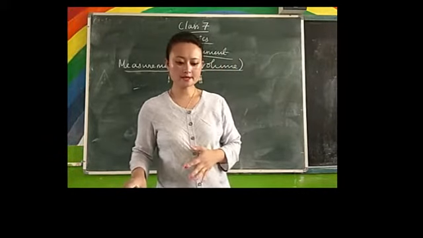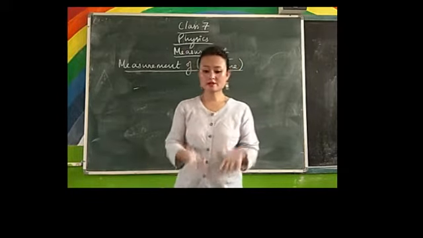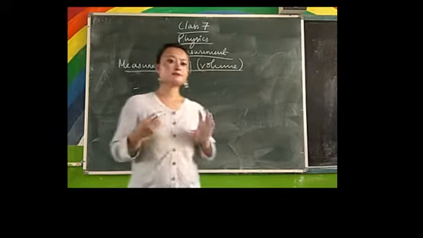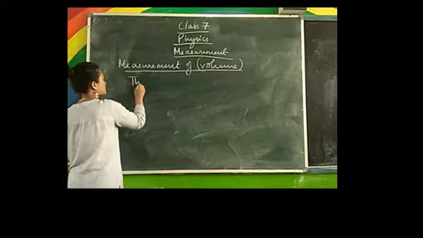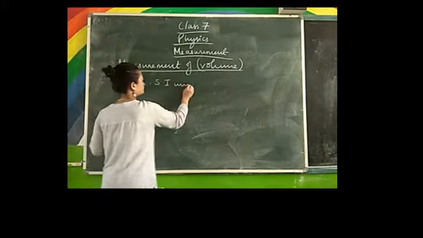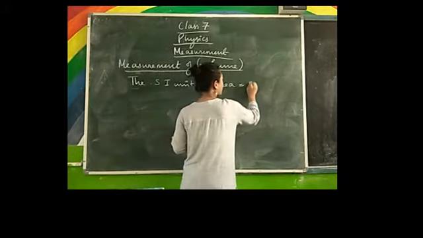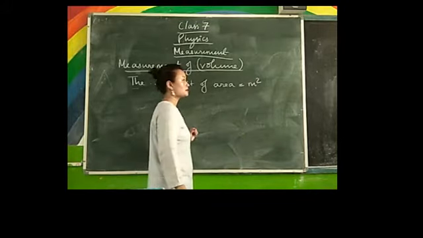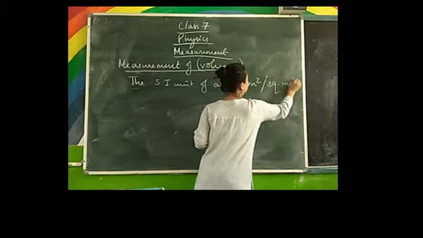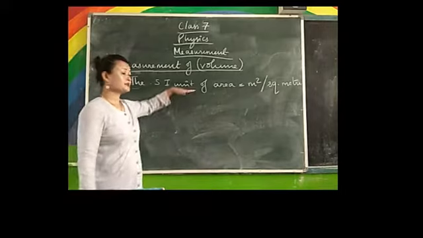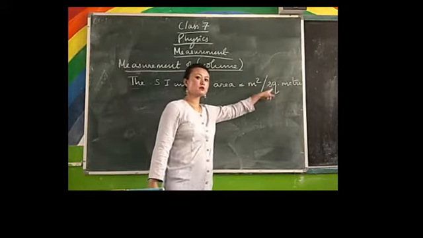Today we'll be learning how to find the volume of regular solids, which are referred to in the book. But before that, let us discuss the units of volume. And before we discuss the units of volume, let's recapitulate the SI unit of area. What is the SI unit of area? In the last class we discussed that the SI unit of area is meter square or square meter.